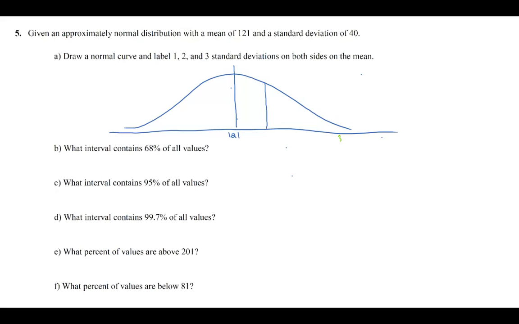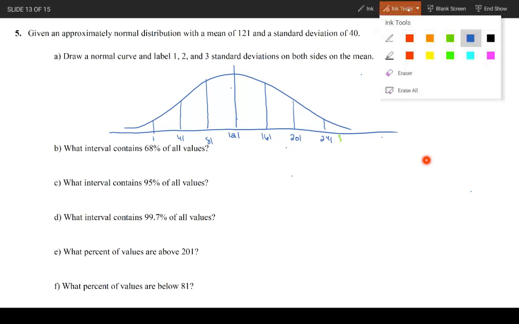I'm going to do 121 plus 40. That's going to give me 161. Plus 40 again, that gives you 201. And then plus 40 again, that gives you 241. If we go minus, that's going to give us 81. Minus 40 again, that gives us 41. And minus 40 again, that's going to give us 1. So there is our normal distribution.